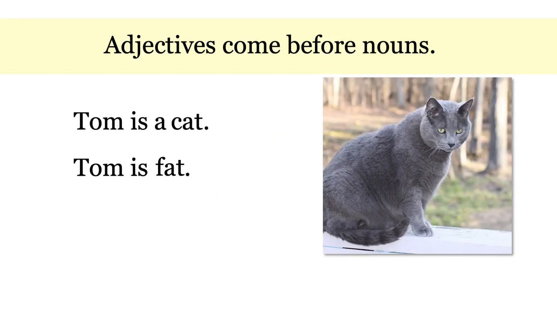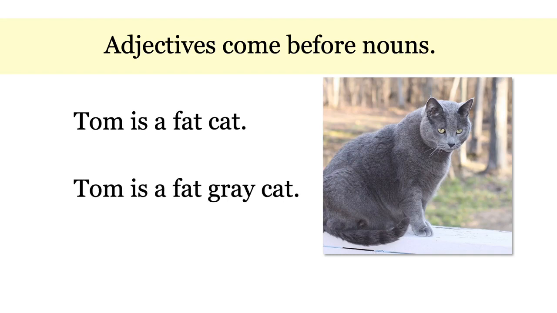Adjectives come before nouns. This is Tom. Tom is a cat. Tom is fat. We can take the adjective fat and put it before cat. Tom is a fat cat. But do you see the article? It's still in front. We can put more adjectives in front of cat. We can say, Tom is a fat gray cat. But notice, the article is before the adjectives, and the adjectives are before the cat.